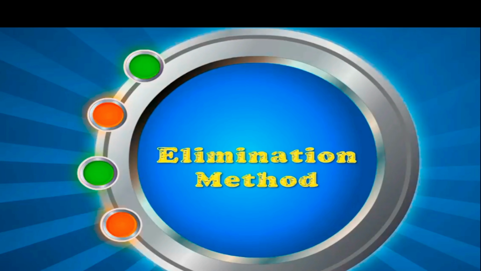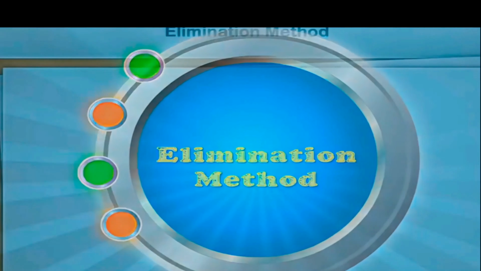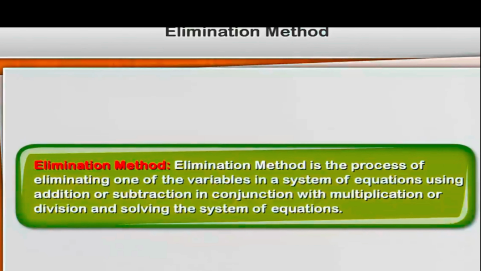Elimination method. Now we will learn the elimination method of solving a pair of linear equations in two variables. Elimination method is the process of eliminating one of the variables in a system of equations using addition or subtraction in conjunction with multiplication or division, and solving the system of equations. This method is sometimes more convenient than the substitution method. Let us see how the elimination method works with an example.